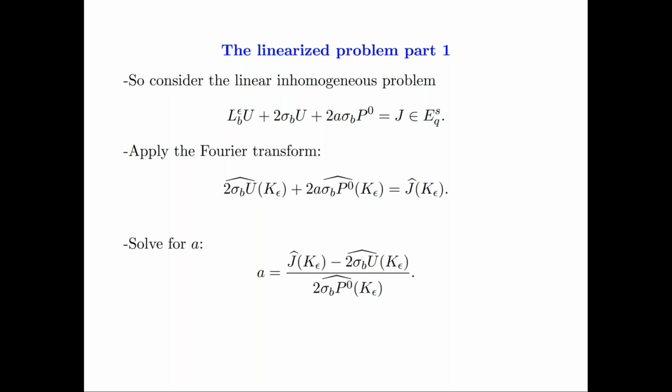If you give me J, I can now figure out what A is in terms of J and u. So I got rid of one of my variables. I already know what A is. And in particular, I've basically met the solvability condition by this choice of A, the solvability condition for L.